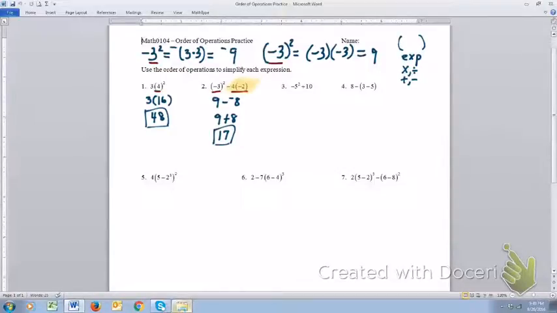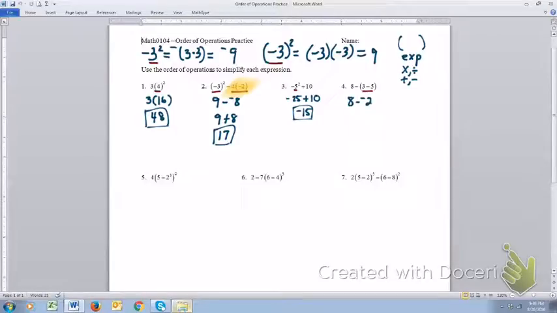Now again, on number 3, we've got to be careful with that little thing with squaring that we talked about before. In number 3, our base is just the 5. And so we're squaring 5, which is 25, and then we apply that negative, so our answer will be negative 25 plus 10, and that's going to be negative 15. On number 4, we've got to take care of what's inside the parentheses first.